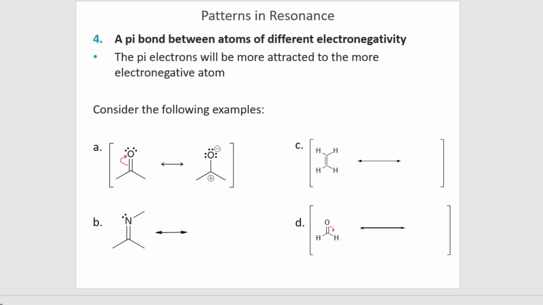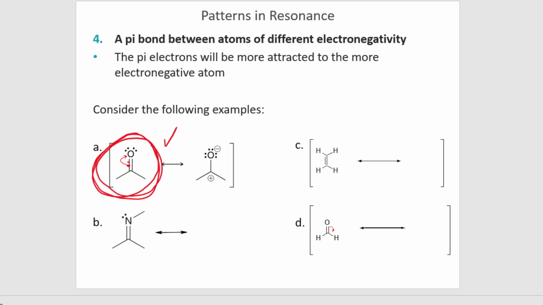A pi bond between atoms of different electronegativities will shift the electron density towards the more electronegative atom. For instance, let's consider A. Notice the direction of the electrons: the pi bond breaks and the electrons get pushed onto the oxygen. This is perfectly okay, even though one contributor is way lower in energy and more stable than the other, because it's neutral and everyone has an octet.